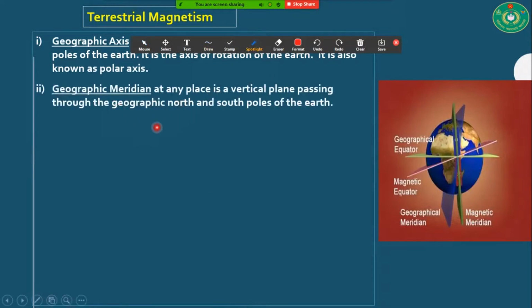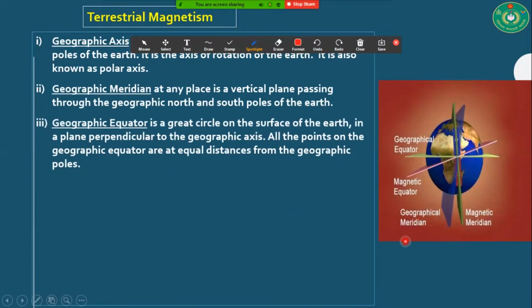Geographic meridian. Yes, this is our geographic meridian. Here, I should better say this is the north pole of the geographical meridian and this is the south pole of the geographical meridian. It is also known as true north and true south. Geographic equator. Yes, this is our geographic equator and it is a great circle on the surface of the Earth.